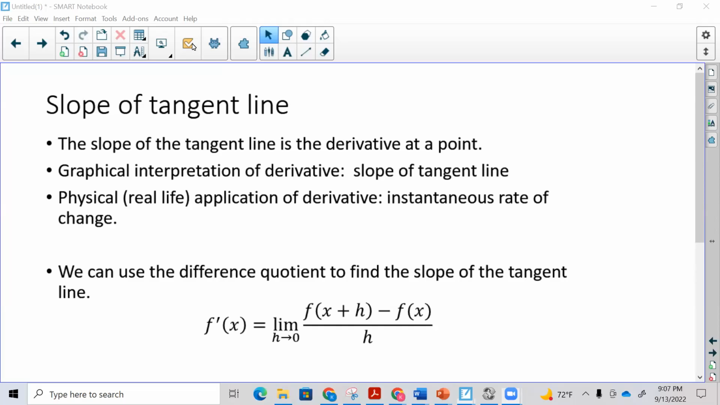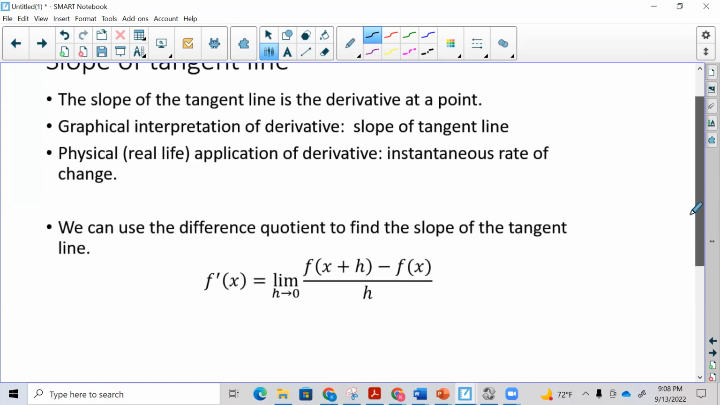So in this video, we are going to look at finding the slope of the tangent line using the derivative. We said that the slope of the tangent line is the derivative at a point. And when we talk about derivative, we usually talk about it in two different ways. One interpretation is the graphical interpretation, which is the slope of the tangent line, which is what we're doing in this video. The other one is the physical real life application of derivative, which is the instantaneous rate of change. And we talked about that previously, the average rate of change versus the instantaneous rate of change.